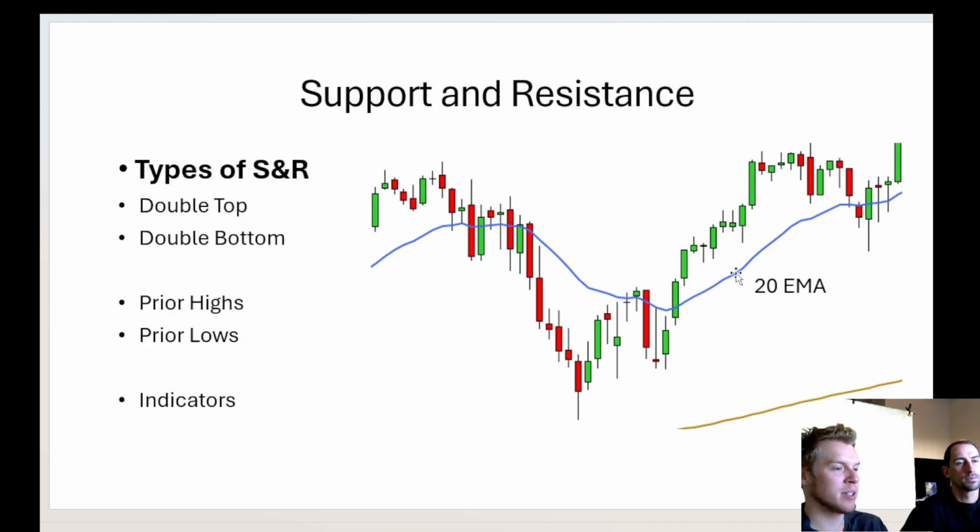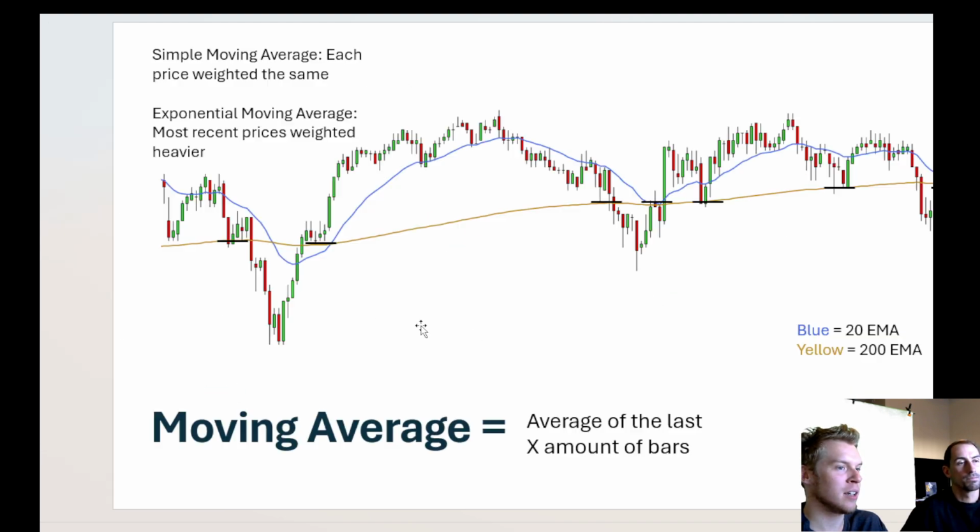So moving averages are something that I have on my chart, and this is the main indicator I use. But there's a very broad set of indicators that not only act as support and resistance, but also give you entry signals. They tell you when to trade. That's not what I use though. I'm comfortable with just using moving averages. So what actually is a moving average?